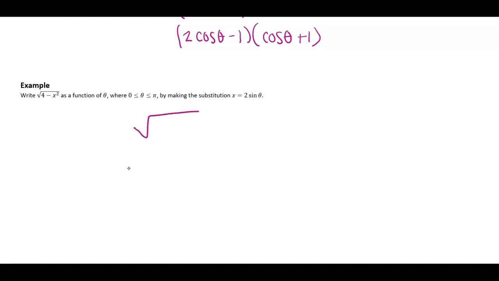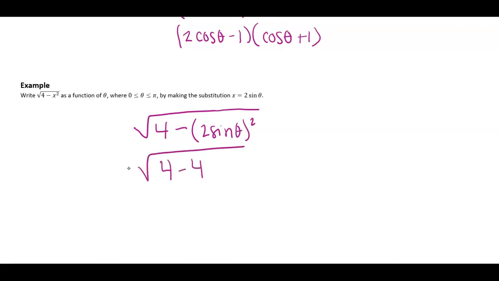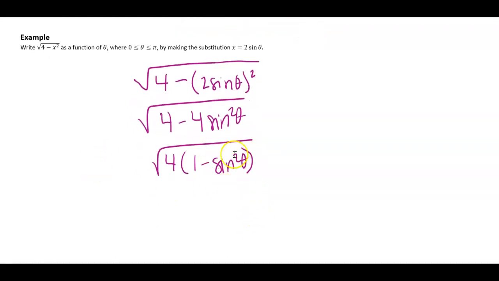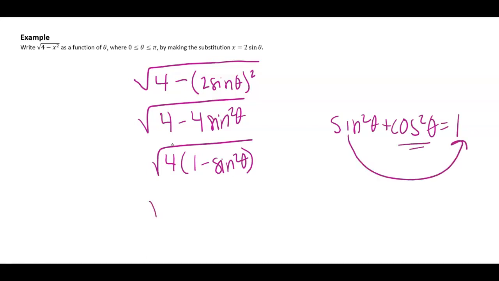So if I do 4 minus, and then in place of x, I put 2 sine theta, squared. Then I do 4 minus, okay, 2 squared is 4, sine squared theta. That's 1 minus sine squared theta. Well, 1 minus sine squared theta, remember we have sine squared plus cosine squared equals 1. So 1 minus sine squared would be cosine squared.